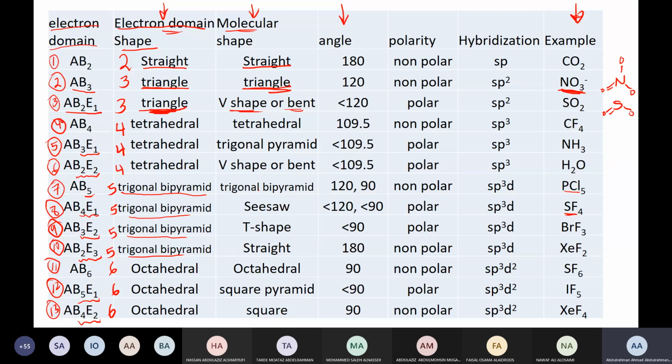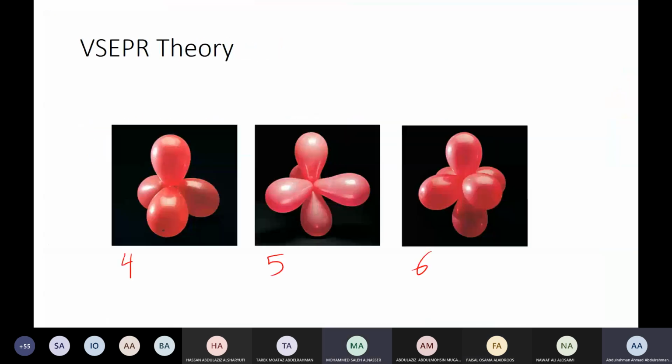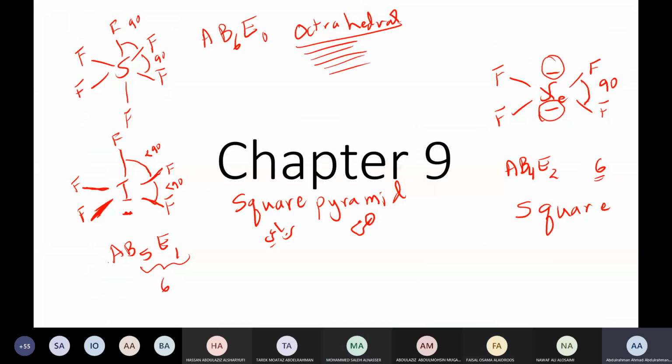Next, I'm going to talk about polarity. What's the meaning of polarity? Is there charge or no charge in the compound? We talked about it in chapter 8. You forgot?